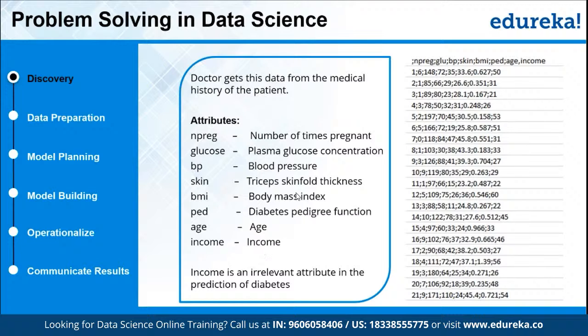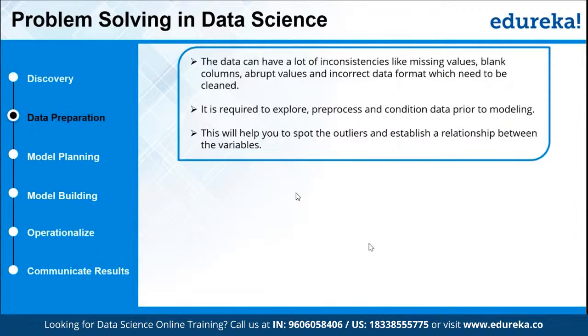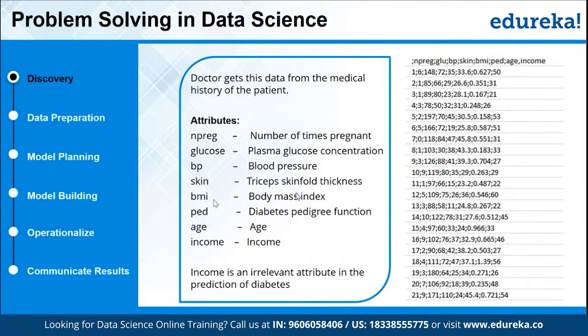Okay. So now when it comes to the data preparation, in this data you will get a lot of inconsistency. Somewhere you will get missing values, somewhere blank columns, abrupt values, and incorrect data which has to be cleaned. So let's say in this data you see that for a person it is showing BP as 0. For a living human being it's not possible to have BP as 0, so by looking at that number you will say that this is a junk value.